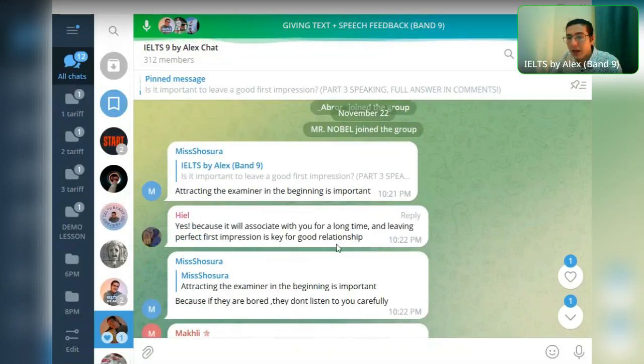Let's do this. I'm going to be copying some of the words that I like and that I think you guys should be learning, and then I'm going to also post this together. Attracting the examiners in the beginning is important. The word attracting is pretty good. I'm not going to write it down, but it's a good word. Is key for. This is a good phrase.